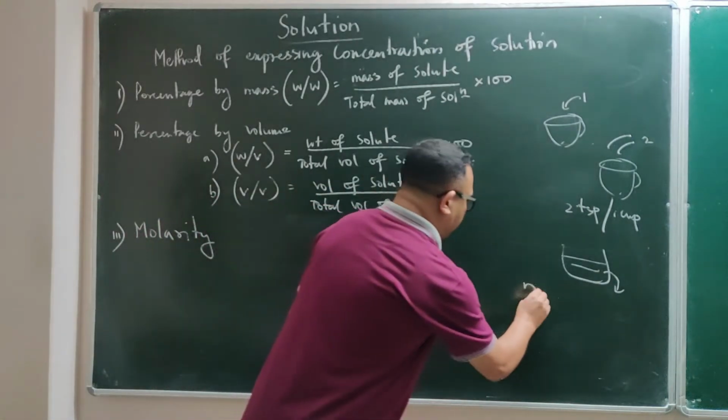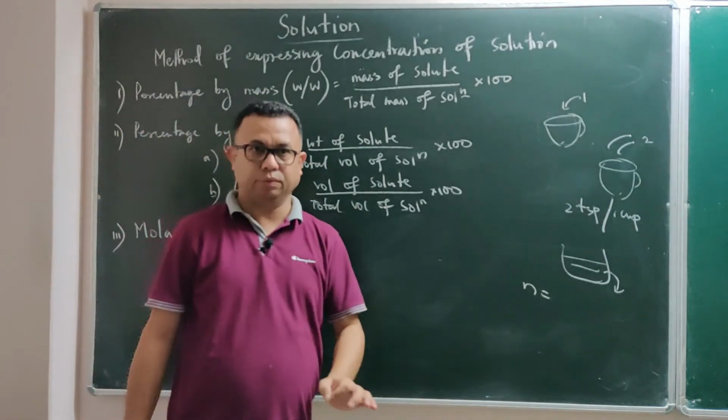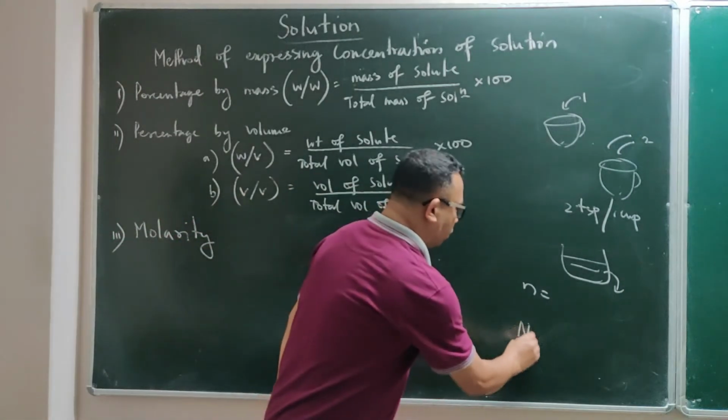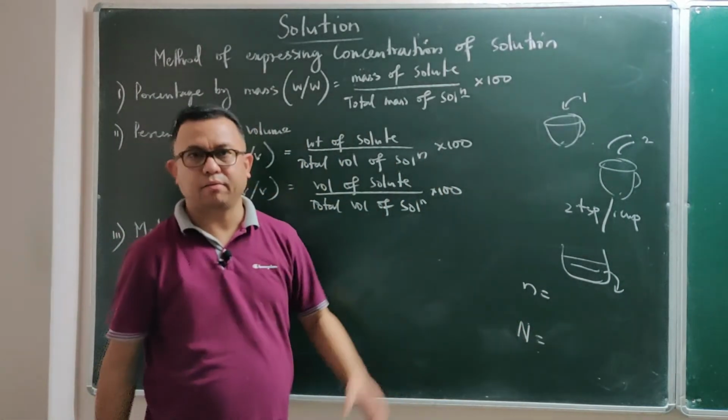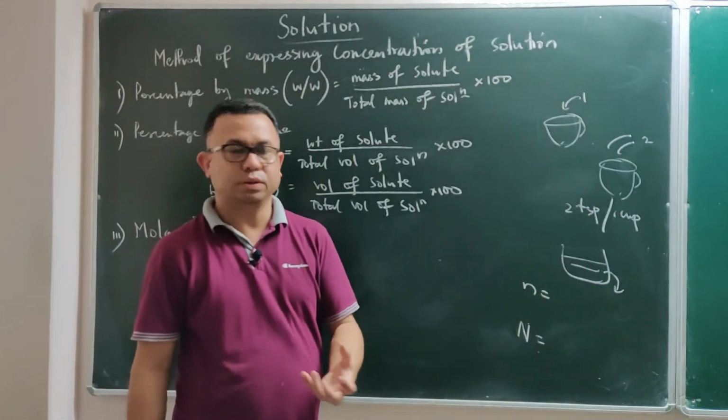Here in class 12, whenever I write a small n, please understand that it stands for the number of moles. It may be the number of moles of the solute, or the number of moles of the solvent. Capital N stands for the number of moles of the solvent. Then how do we calculate the number of moles?